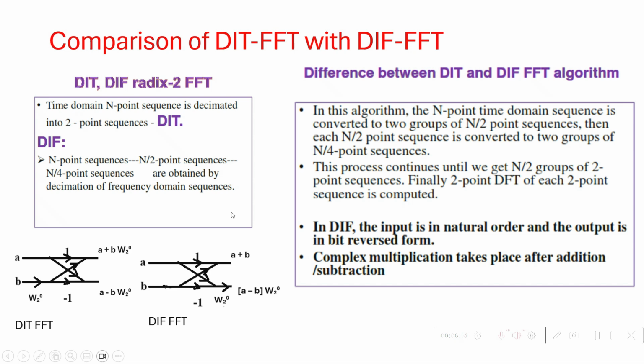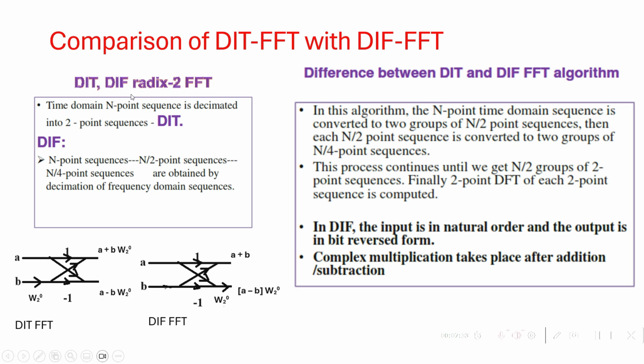So what is the difference and comparison between the DIF FFT and DIT FFT? In the fast Fourier transform, we can compute in two algorithms. One is the decimation in time algorithm, and the other is the decimation in frequency algorithm. What are decimation in time and decimation in frequency? In the decimation in time algorithm, the time domain n-point sequence is decimated into 2-point sequences. But in the decimation in frequency algorithm, the n-point sequence is decimated into n by 2-point sequences, then n by 4, and so on, and obtained in the frequency domain.